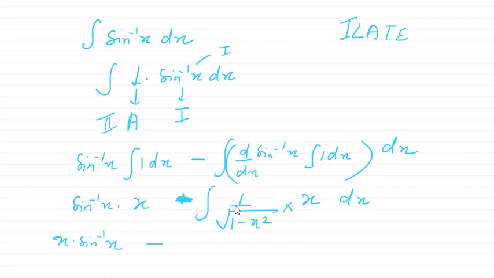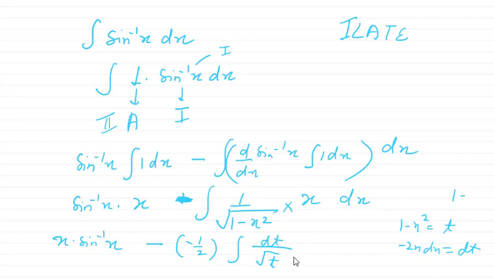Now how can we do this? So here you can take your denominator as t, so you will get minus 2x dx will go in dt. So like this you can do it. So here what we will get, x dx can be written as minus half into dt by root t. So now we can integrate it.